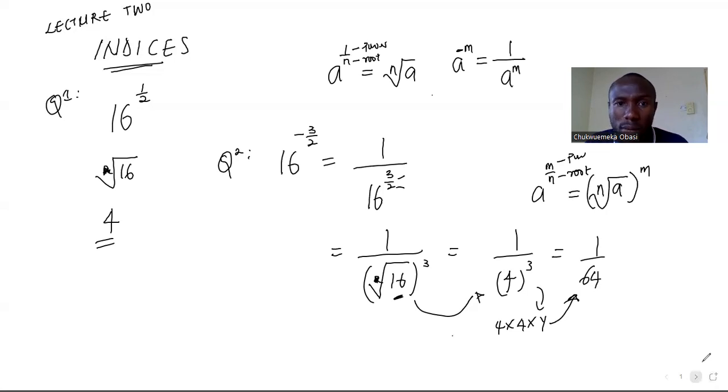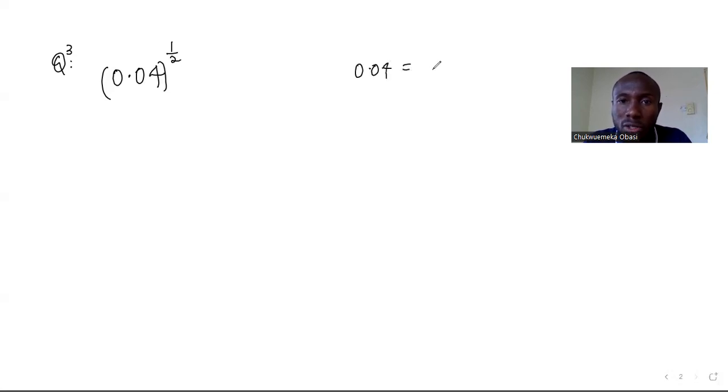So let us go to the third example, question 3. It says 0.04 to the power 1 over 2. How do we simplify this one? The first thing you want to do is to convert these decimals to fractions. You know, 0.04 as a fraction is 4 over, we have 2 decimal places after the decimal point, so it's going to be 100. So 4 over 100 is the same as 0.04.